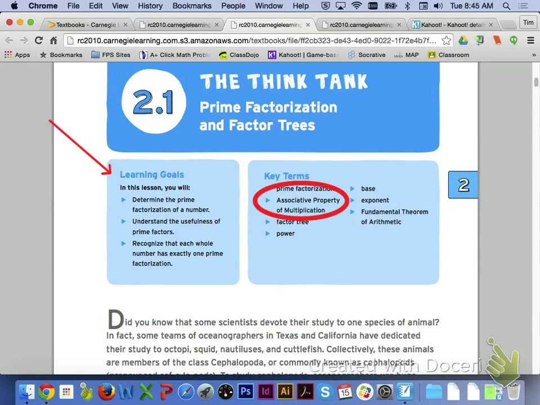A lot of key terms in lesson 2.1. One I want you to make sure that you look for is the associative property of multiplication. We are going to compare that to the commutative property of multiplication that we talked about in Chapter 1.